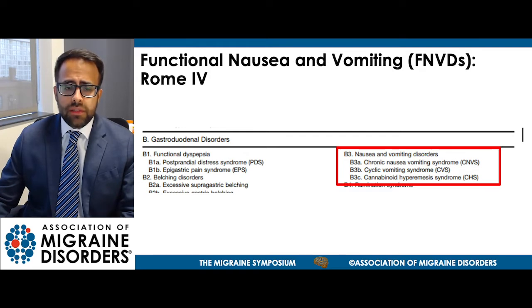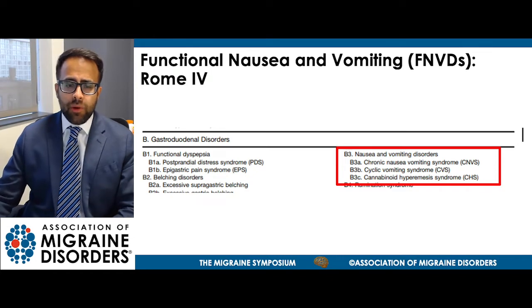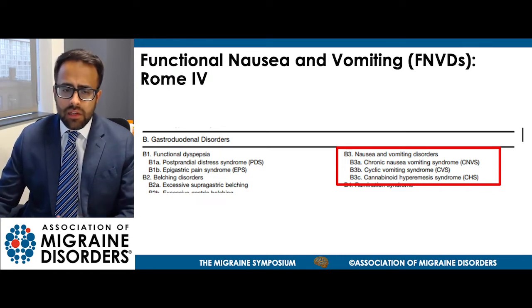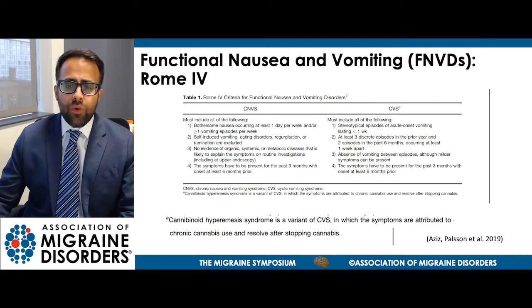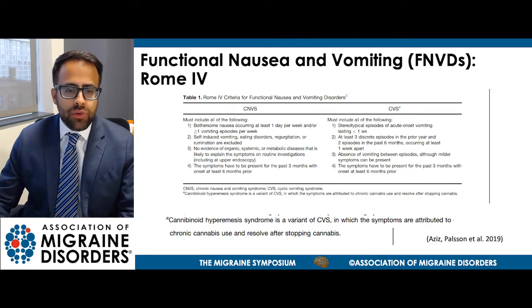So the ones that we are most familiar with include cyclic vomiting syndrome or cannabis hyperemesis syndrome. I'll discuss a little bit more about cannabis hyperemesis syndrome later on during the talk. But there is also chronic nausea vomiting syndrome. And the way that we think about the diagnostic criteria, I'm not going to read the slide to you.